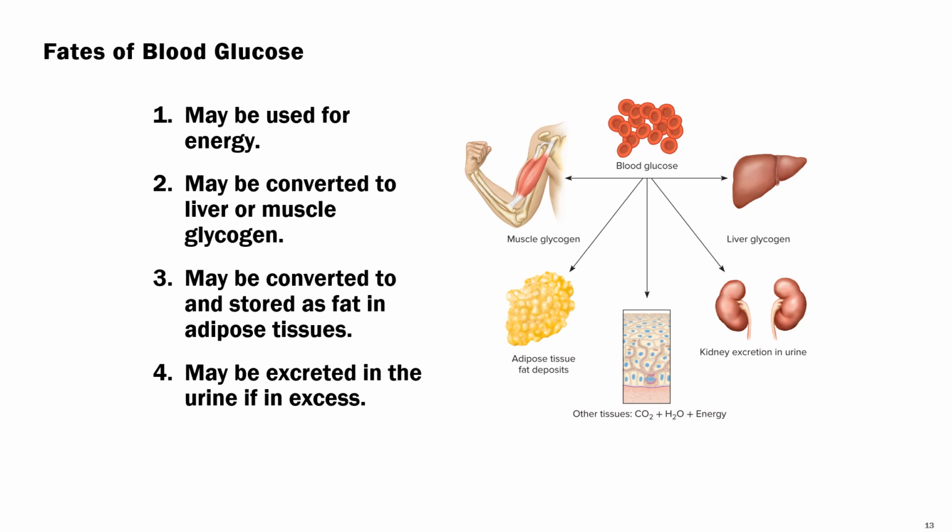In conditions of severely elevated blood glucose levels, with hyperglycemia, such as uncontrolled diabetes, the kidneys may excrete excess glucose into the urine. This condition is known as glucosuria and is indicative of poorly controlled blood sugar levels.